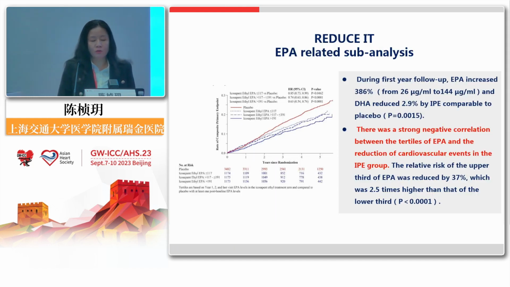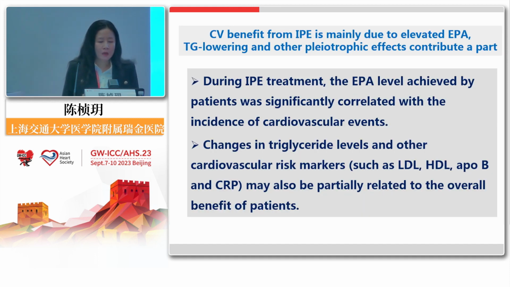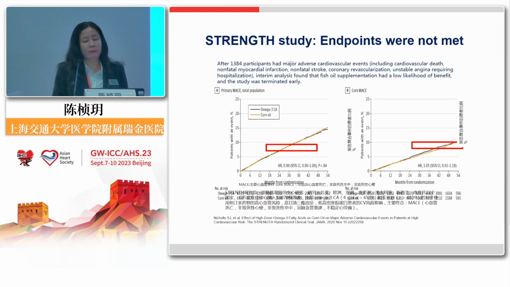EPA-related sub-analysis showed that there was a strong negative correlation between the tertile of EPA and the reduction of CV events in the IPE group. And later, when the data of the two groups were summarized and analyzed together, this strong negative correlation was still there. That makes more sense about the EPA level. So CV benefit from IPE is mainly due to elevated EPA, while TG lowering and other pleiotropic effects contribute only a part.